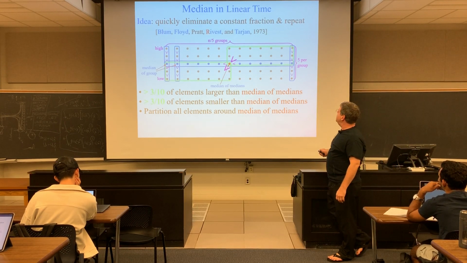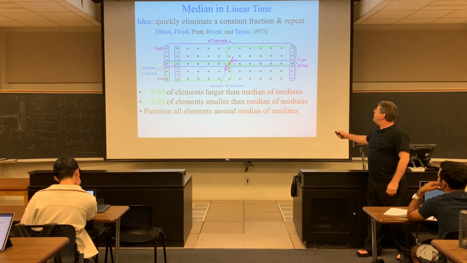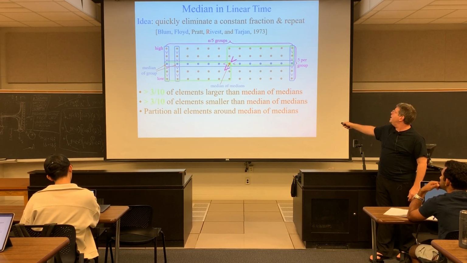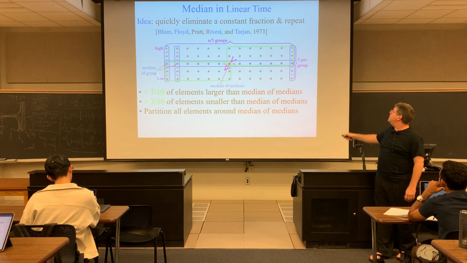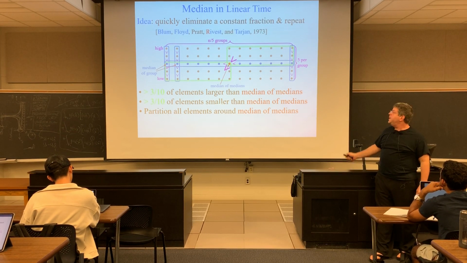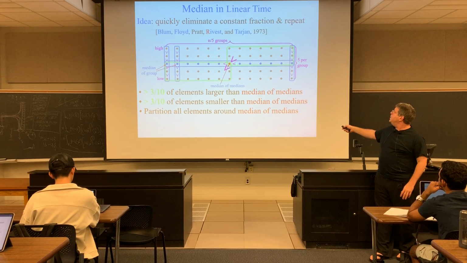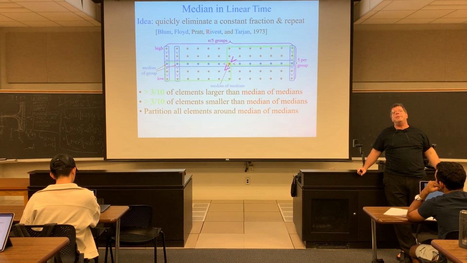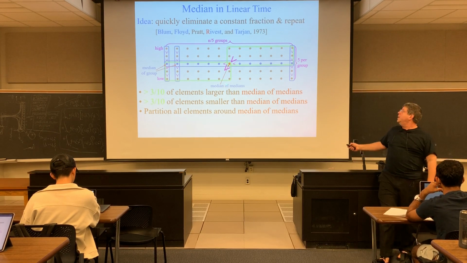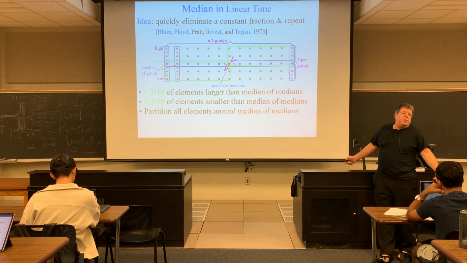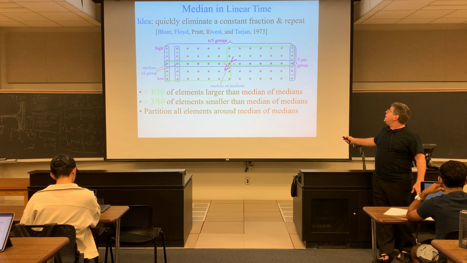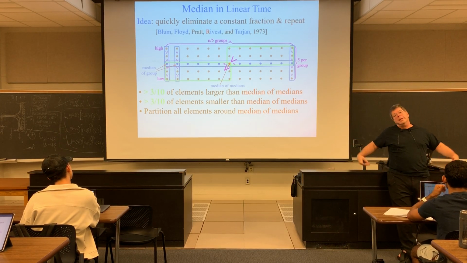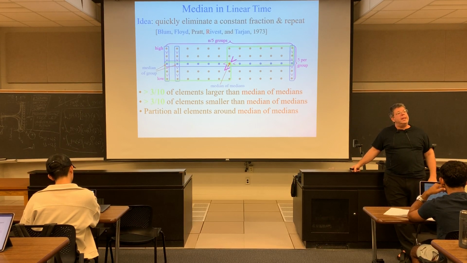Partition all the elements around the median of the medians, which is the red element. It's color-coded here. This is the median of the medians, but we could call it the red element. Partition the entire set, all n things, around that red element. Take everything smaller than that red element and put it to the left of the red element in the original array, or you can use a secondary array if you want, it's equivalent, and put everything larger than this median of medians to the right of that median of medians in this new array.